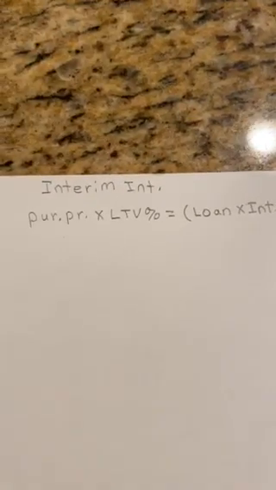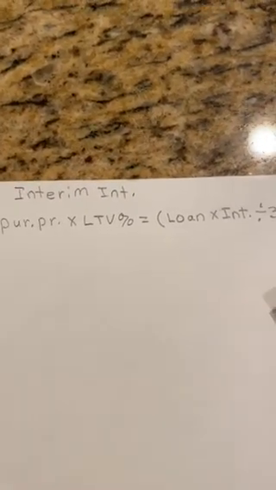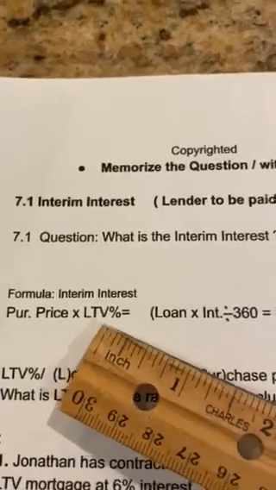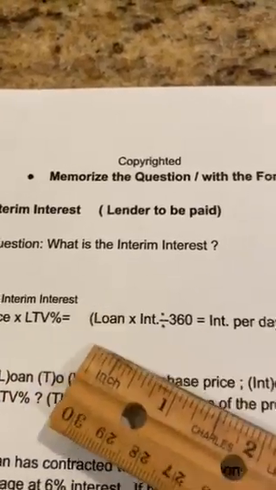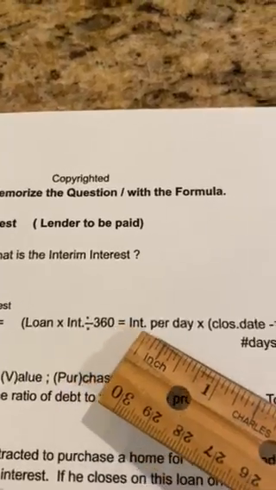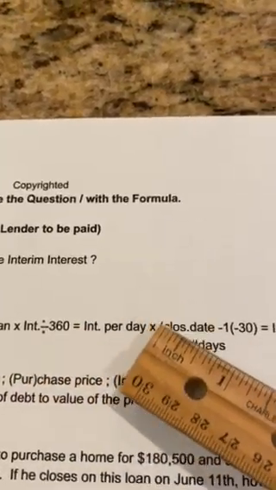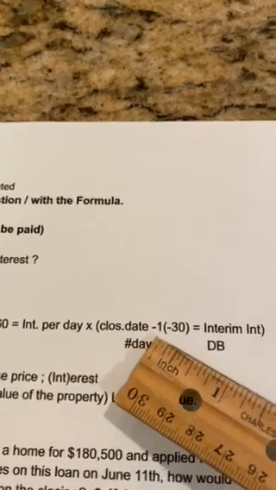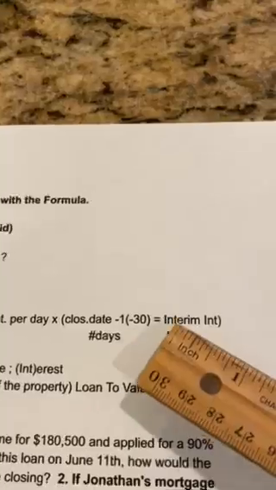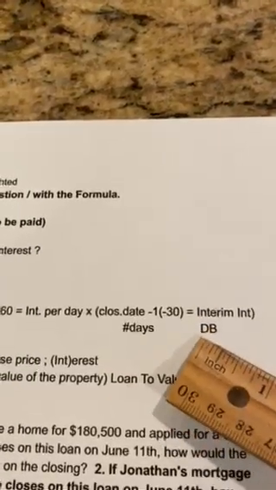Practice, practice, practice. If you do not know this formula for interim interest, then you need to practice it today. Purchase price times LTV percent equals, parentheses, loan times interest divided by 360 equals interest per day times, in parentheses, closing date minus 1, parentheses, minus 30 equals interim interest, debit borrower.